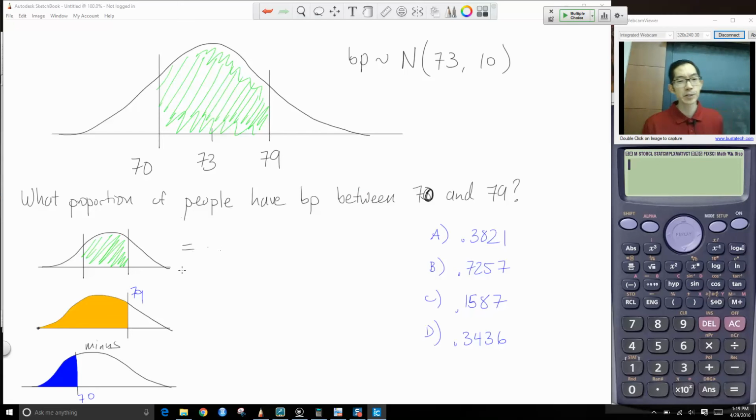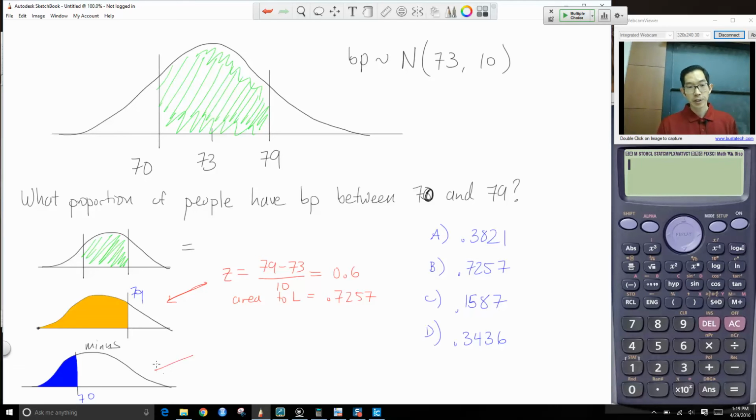the way to solve this, again, we're gonna take the area to the left of 79. We had already done this from the previous problem. We said z is equal to 79 minus 73 divided by 10. We get a z-score of 0.6, and the area to the left is 0.7257. And then over here, we find the z-score. 70 minus 73 divided by 10, we get a z-score of negative 0.3. And we find that the area to the left of negative 0.3 is 0.3821.